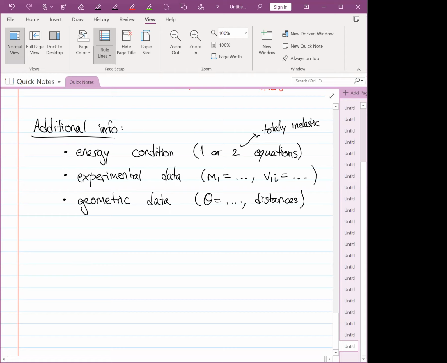And usually it'll be a combination of these three. You'll almost always be given an energy condition. You'll almost always be given some experimental data, and sometimes you'll be given geometric data. And then you can combine them in whichever way, and hopefully you have enough pieces of information to solve the problem.